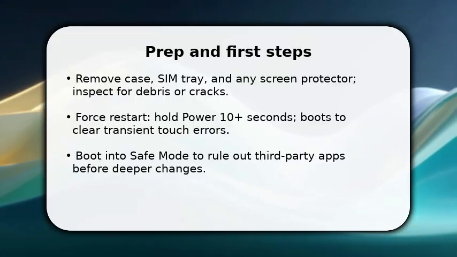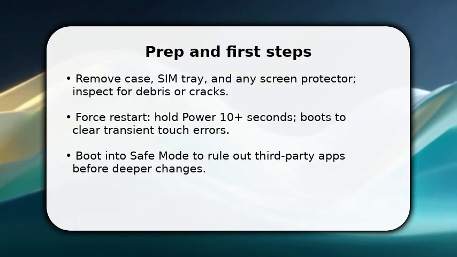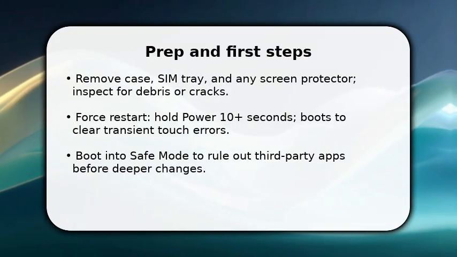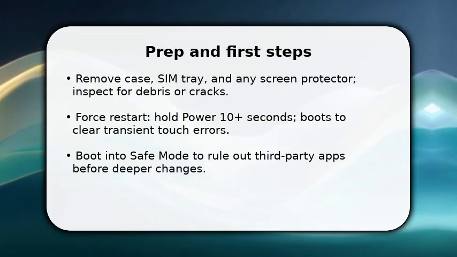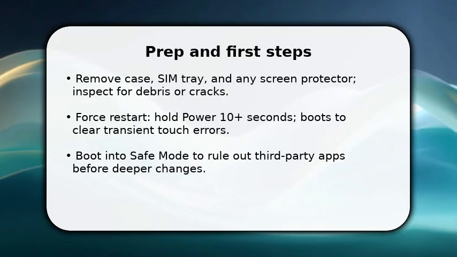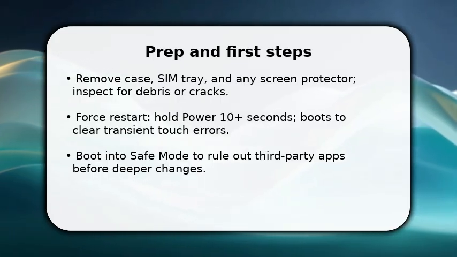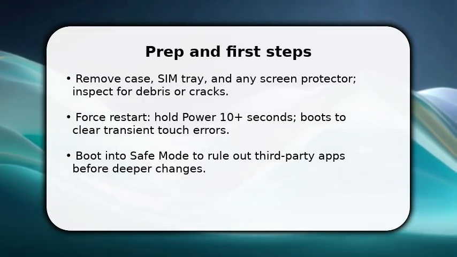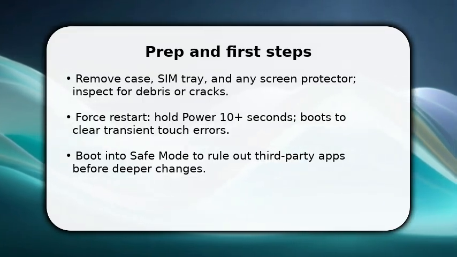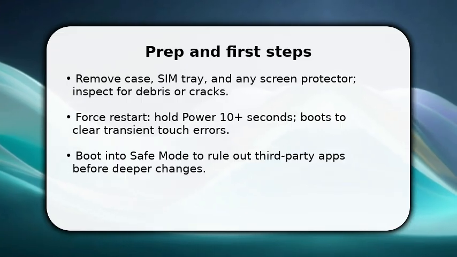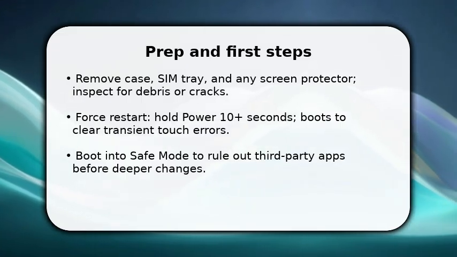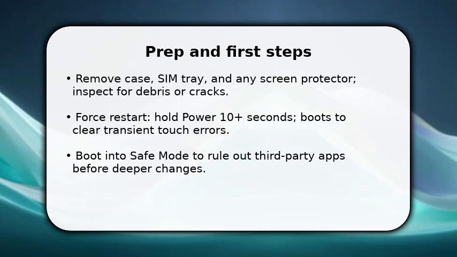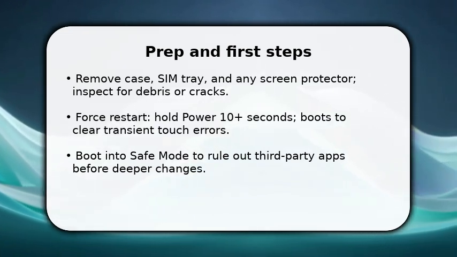You start immediately. Remove the case, SIM tray and any screen protector so you can inspect the glass edges and frame for pressure points. Once done, force restart the phone by holding power for 10 seconds to clear transient firmware glitches. Next, boot into safe mode to confirm if an app causes ghost touches. This isolates software from hardware. If ghosting stops in safe mode, you'll focus on uninstalling recent apps and updating problem apps before hardware fixes.